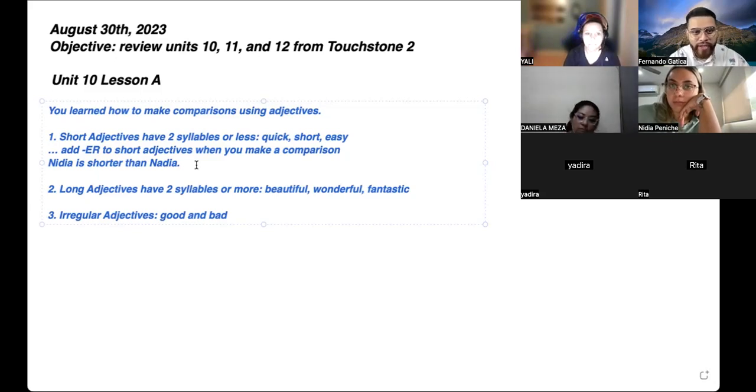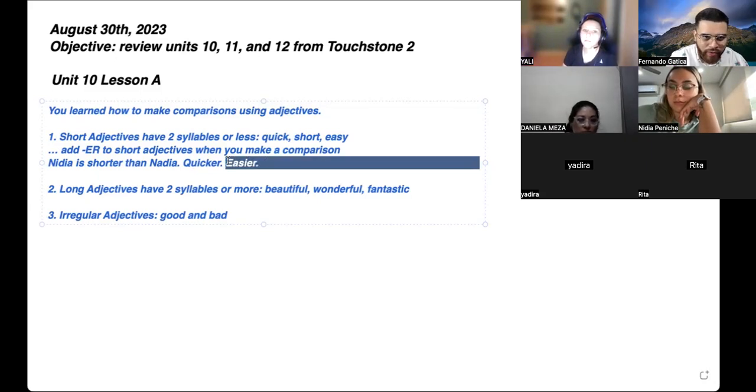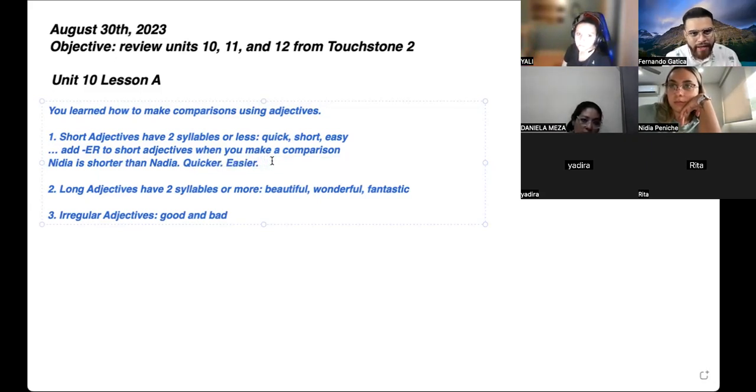What is the comparison of quick? Quicker. Easy? Easier. Very good. And of course, one rule that's important is that if there is a consonant and Y at the end, you erase the Y and put I, like easy, easier. I can't think of more examples, but that's a rule.